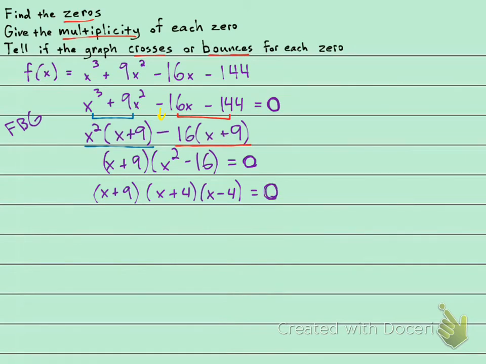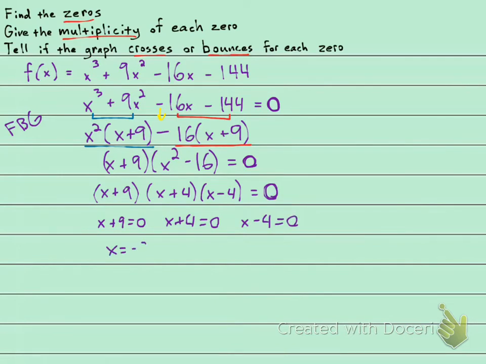Now, every one of these factors can be 0, because if any one of them is 0, if this thing is 0, the whole thing is 0. And if this thing is 0, then the whole thing is 0. Anything times 0 gives you a 0. So I'm going to set all of my factors equal to 0. And this is how I'm going to get my zeros.